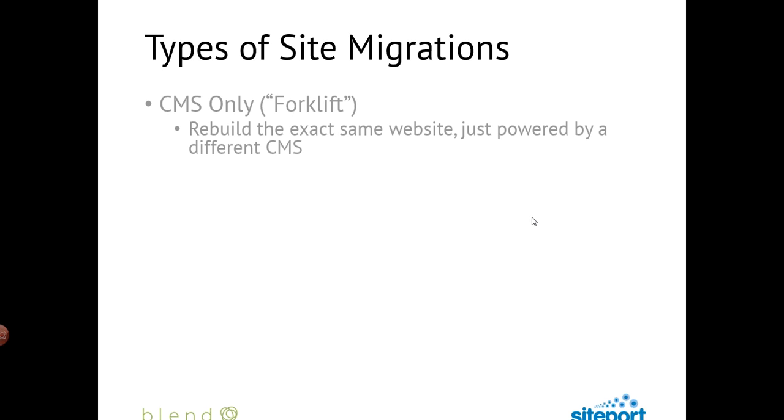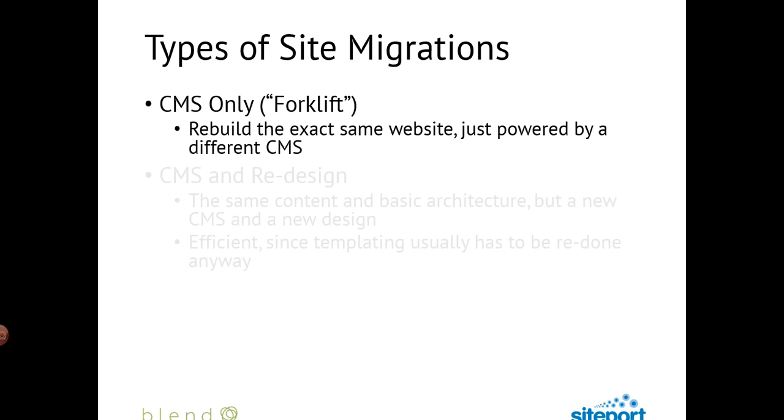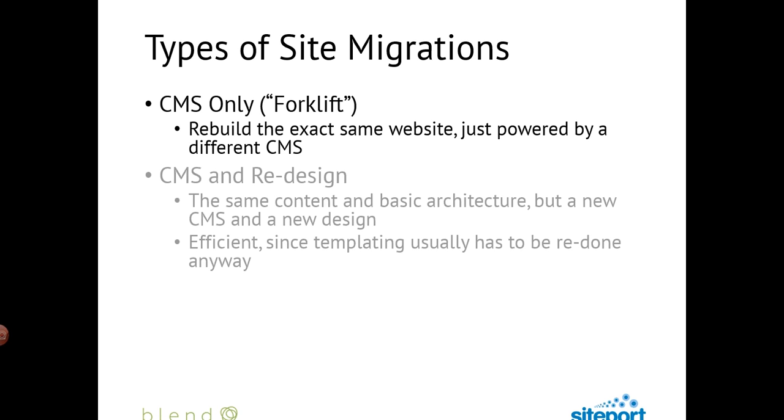There are several different types and degrees of migration. Number one would be a CMS only. So you're on a website now that you're quite happy with. You just want a different content management system. So you really want to rebuild the exact same website, just powered by a different CMS. We call these forklift migrations. And we call them forklifts because what we're doing is basically lifting a website up, sliding a new content management system underneath it, and setting it back down again. That's a gross oversimplification, but we call these forklift migrations.